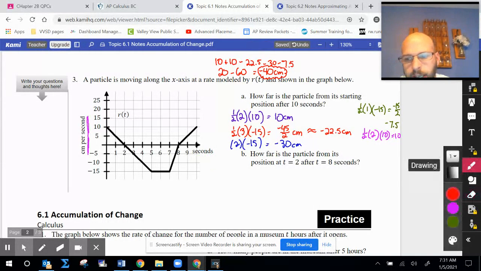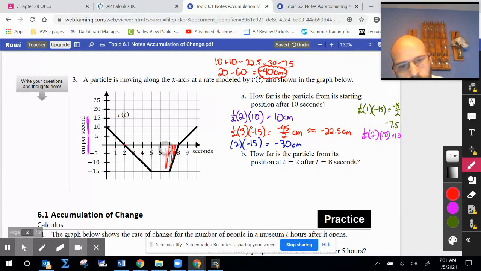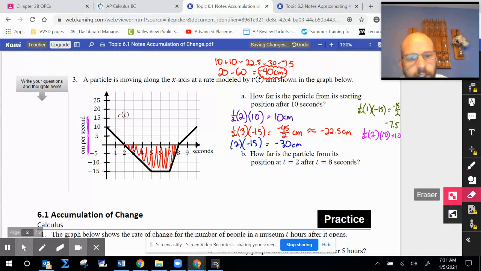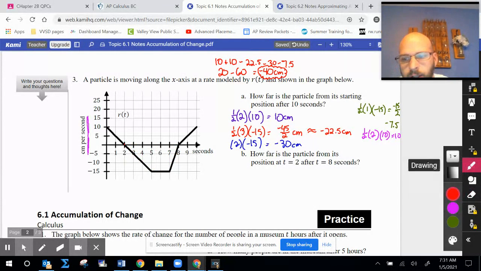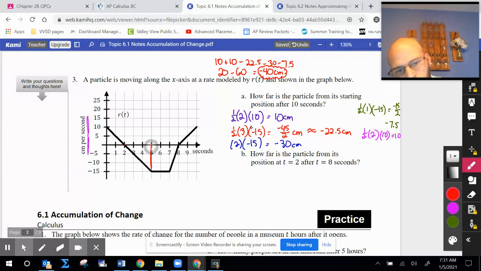And I'm just going to find the area from 2 to 8. So I just want to know this area, right? And this is 2 sections here. Maybe I should color code that, okay? Which we kind of already found.